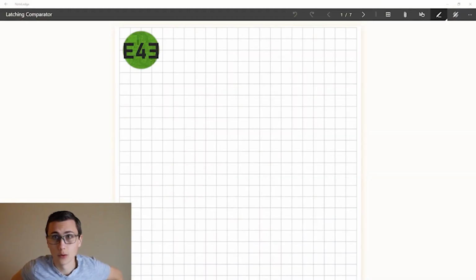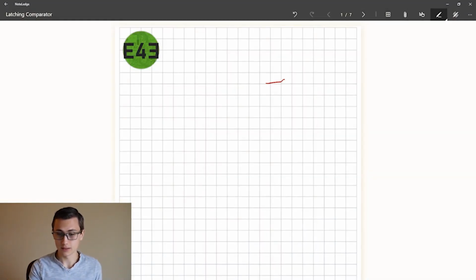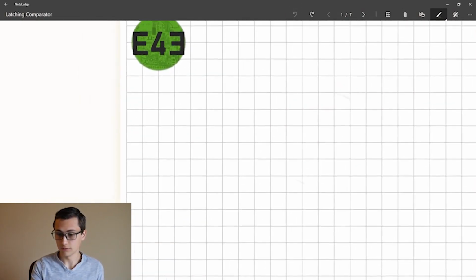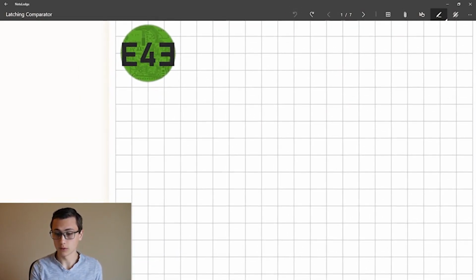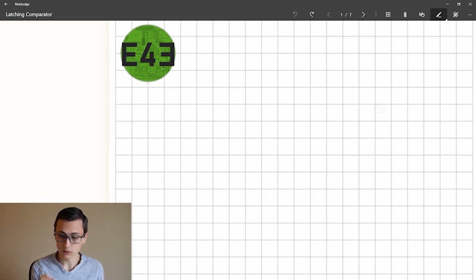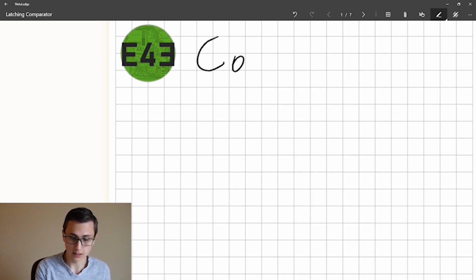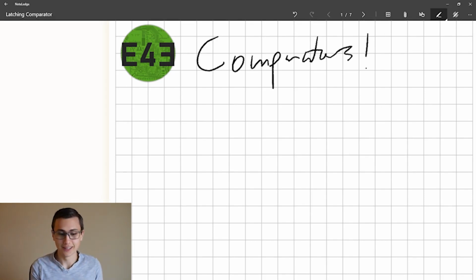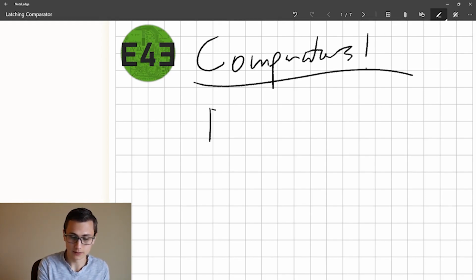All right, what do we have? Obviously, a ton of fun ahead of us today. What we're going to do is talk about comparators one last time. Comparators, they're excellent little pieces of electronics.